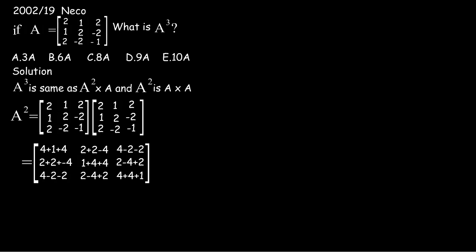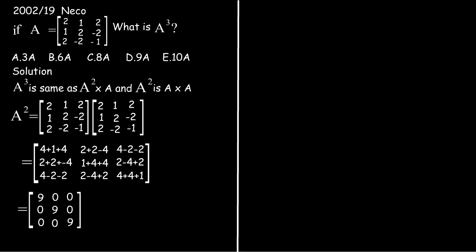And adding them up, it will be equal to 9 0 0, 0 9 0, 0 0 9. That's we get the matrix 9 0 0, 0 9 0, 0 0 9. So that's the value for A square. Now our next step is to multiply A square by A.